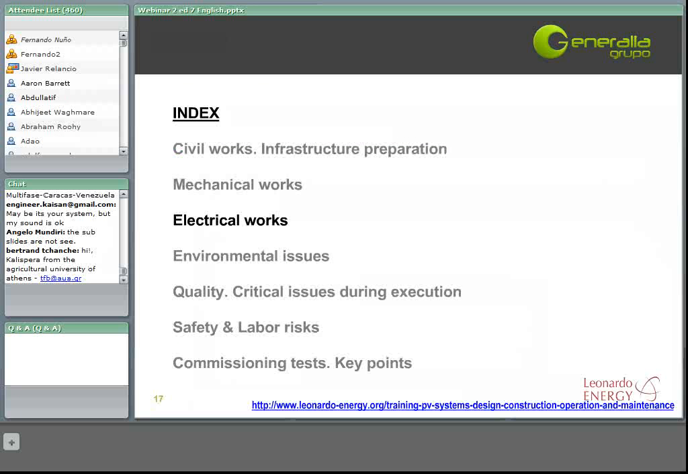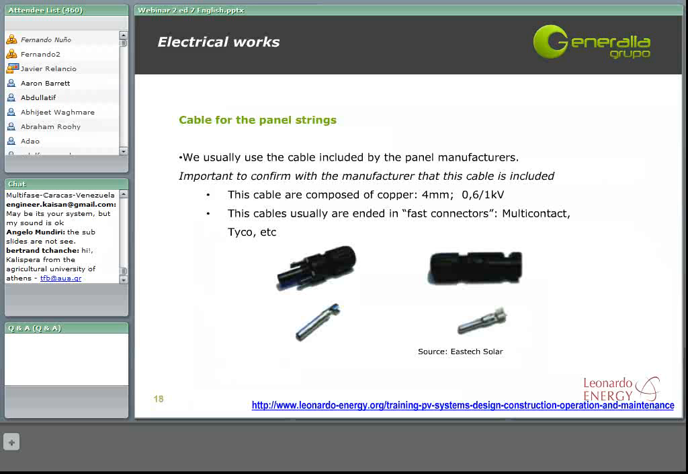So, now we will study the electrical works. The main electrical works to be done during the project execution are: first, the module's electrical cabling; second, the earthing system; and third, the element connections cabling. Here we can find the module's electrical cabling. Normally, we will use the cable included by the panel manufacturers when cabling the panel strings.